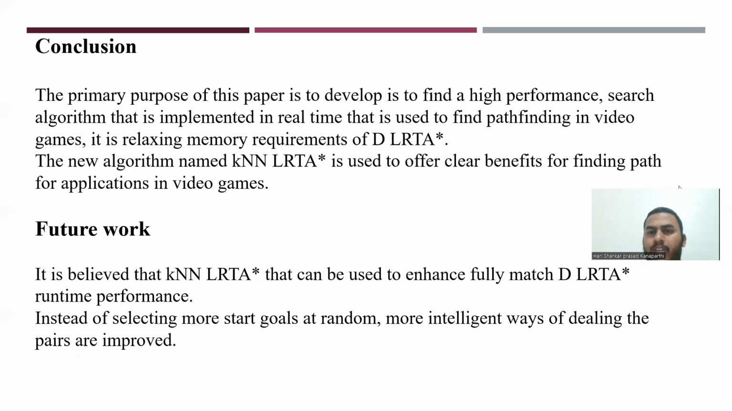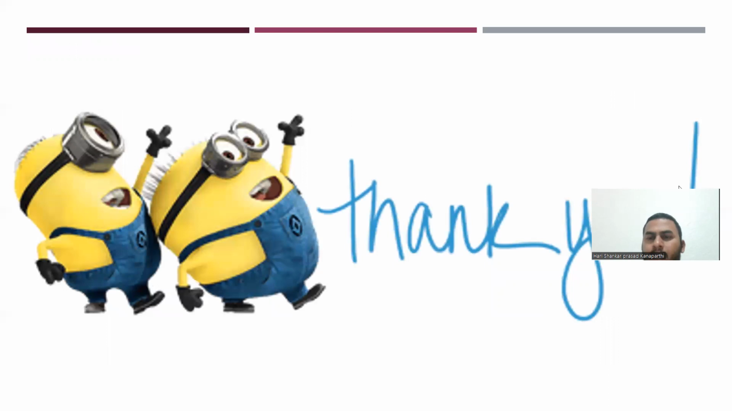So if we are choosing any path that is not suitable for the move, then automatically they will be losing some interest. So there are some of the future works we have included here. It is believed that KNN LRTA* needs to provide its full potential while implementing runtime performances. So whenever selecting the goals at random, more intelligent ways should be created so that the algorithm chooses the best steps that will help in improving the accuracy. So thank you, everyone.